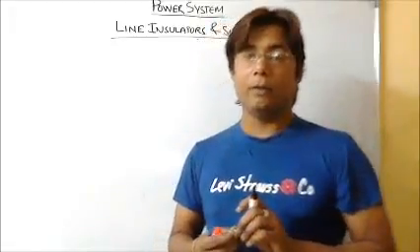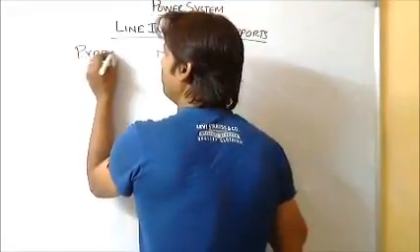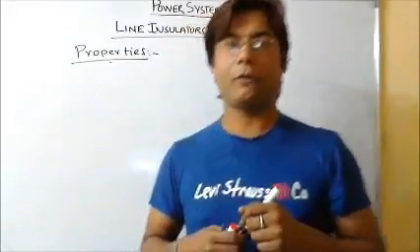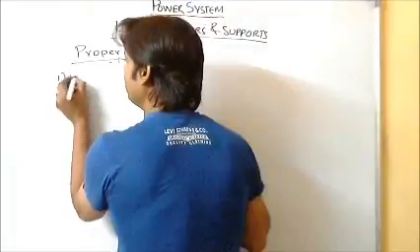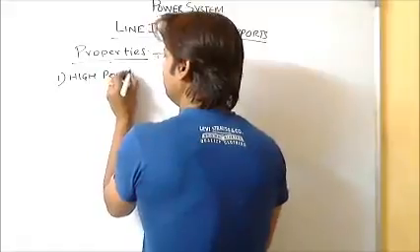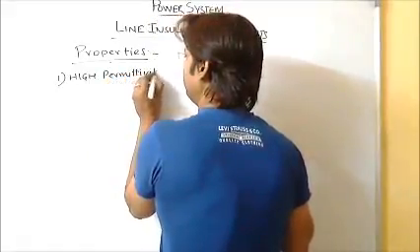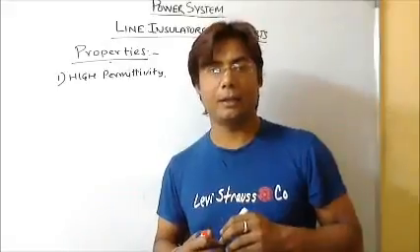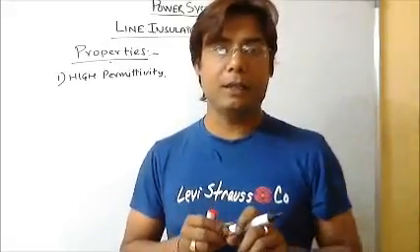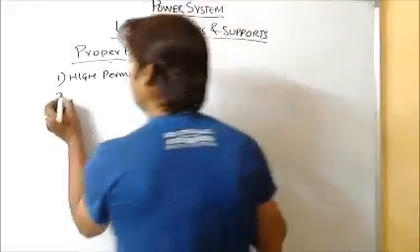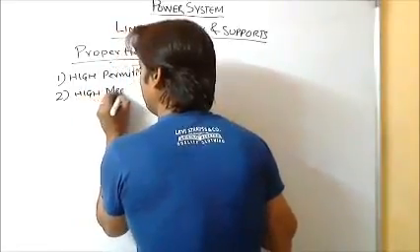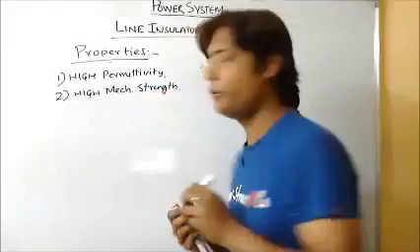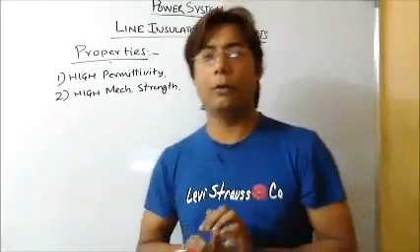So what are the properties of insulators? What should be the property of the insulator? First of all, it should have high permittivity, so that it can withstand high electrical stresses. Apart from that, it should possess high mechanical strength to withstand the worst condition of the loading of the conductor.